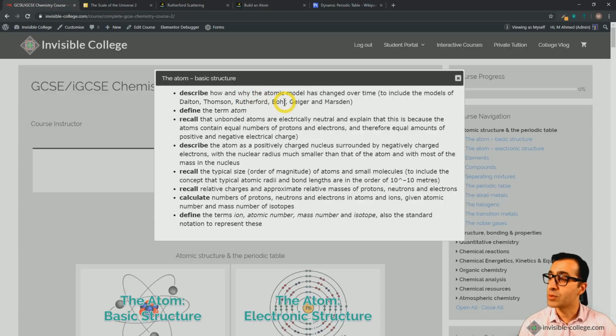So we're going to be looking at the ways in which the atomic model has changed over time, to include the models proposed by various scientists. And we're also going to be looking at the definition of what we mean by the term atom and the various key terms which are related to the term atom in chemistry and also in physics, things like mass number, relative atomic mass, atomic charge units, and so on.